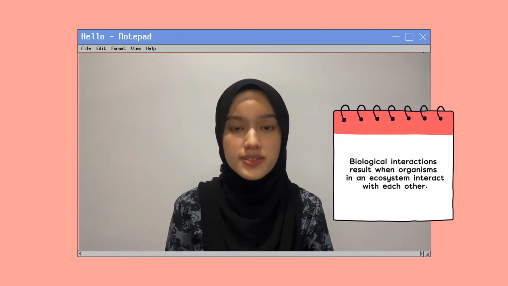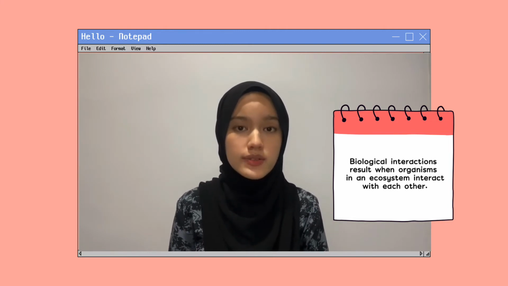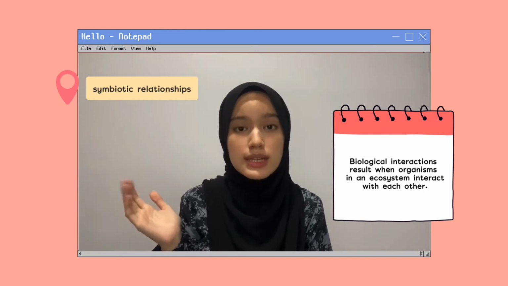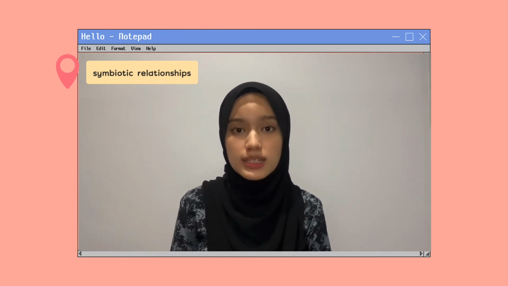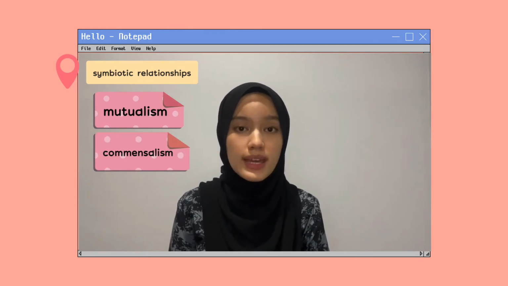Biological interactions result when organisms in an ecosystem interact with each other. Despite their tiny size, prokaryotes can form close relationships with other organisms, which is called a symbiotic relationship. Symbiotic relationships can be divided into three types, which are mutualism, commensalism, and parasitism.